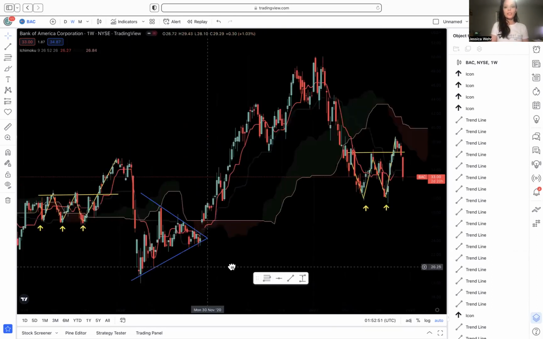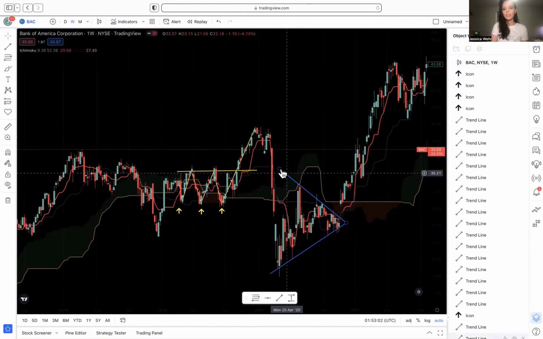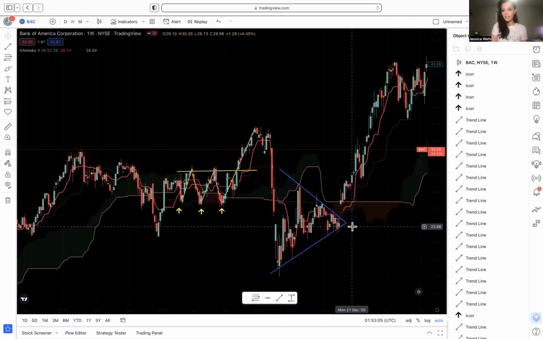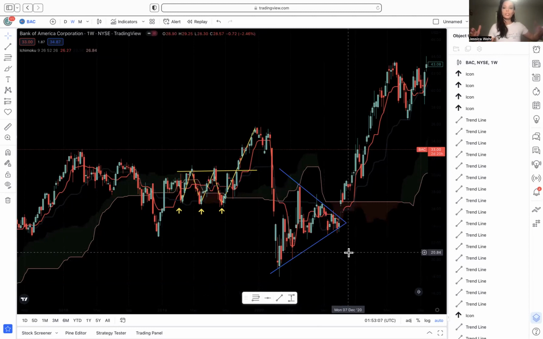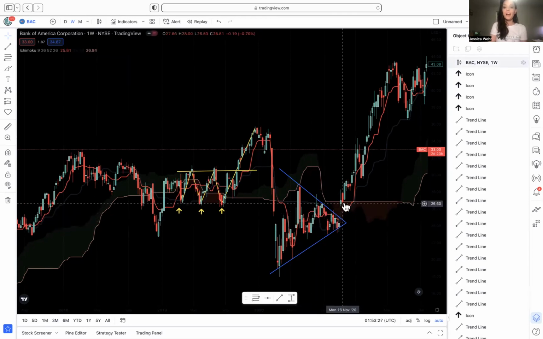Okay, so the next pattern we're going to go over is the triangle pattern. So this is a fairly common pattern, and how this is formed is you're going to see lower highs and then higher lows to create this pattern of a triangle. So how can we use this in our investment strategy? This can be either bullish or bearish, depending on where the candles break out of that pattern. So in this case, the candles broke out of this pattern in an upwards trend, so a bullish reversal.